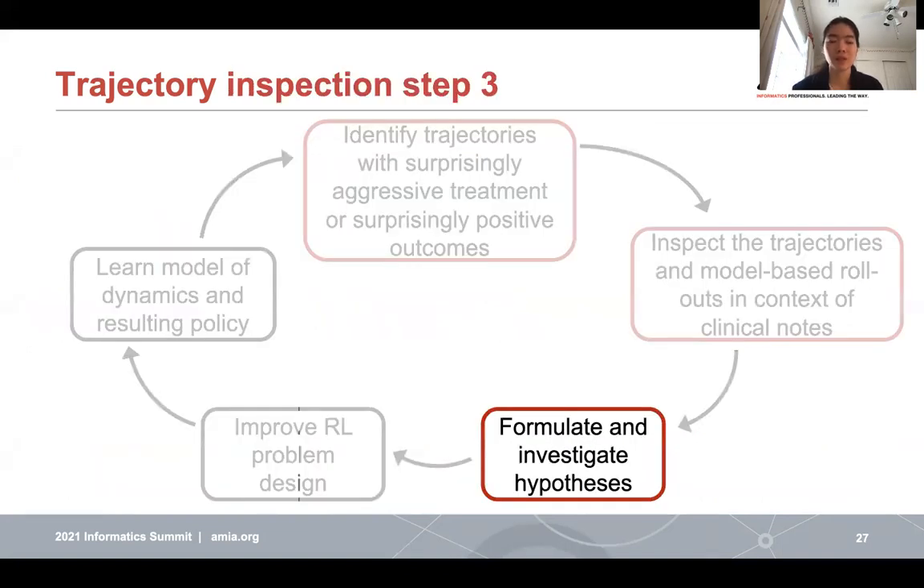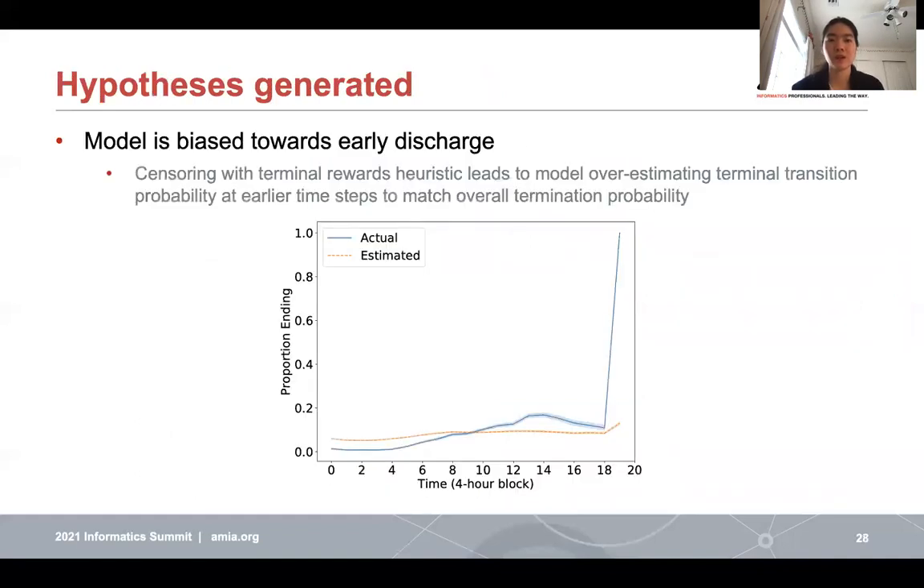Now we can formulate and investigate some hypotheses based on our observations. The first is our hypothesis that the model is biased towards early discharge. This is actually a much more general phenomenon. We infer that this occurred due to the censoring with terminal rewards heuristic. That is, if a trajectory was longer than 20 time steps, it was truncated at the 20th step, and the reward was applied there. So if a patient actually required much more treatment before discharge, it would seem as if the patient was discharged from that intermediate state.